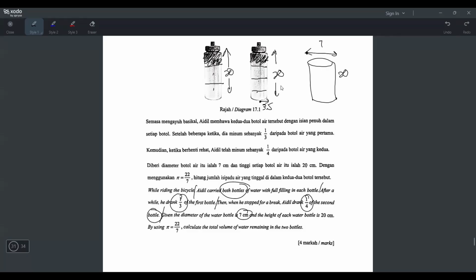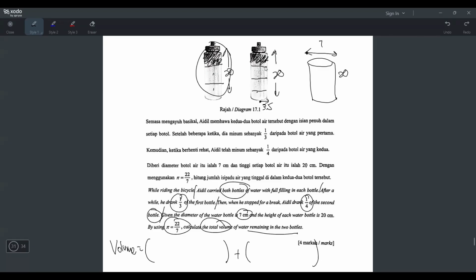And then what else? By using pi as 22/7, calculate the total volume of water remaining in the 2 bottles. So they never ask you to find the volume of water drunk. They are not asking you to find how much volume Ideal drank. They are asking for the water remaining in the bottles. So how to find the volume of remaining? So first, I have to calculate this volume separately and this volume separately, and then add them together, right? So first, I will open 2 brackets. Why 2 brackets?